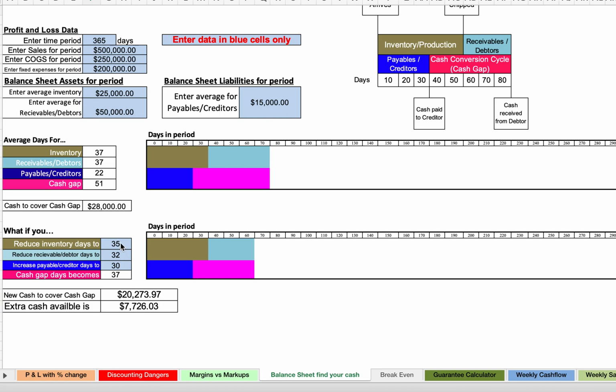So what if we sped it up even more? Let's say we got our inventory days down to 30. Now you see how it all changed shape there. What if we got our receivable days down to 25? You'll see it changes shape again. And we increase our payable days, but we don't want to go more than 30 days. That's not very nice. Now our cash gap is 25 days, so we've effectively halved it. So we need less cash to cover the running costs of the business, and we have more cash available.